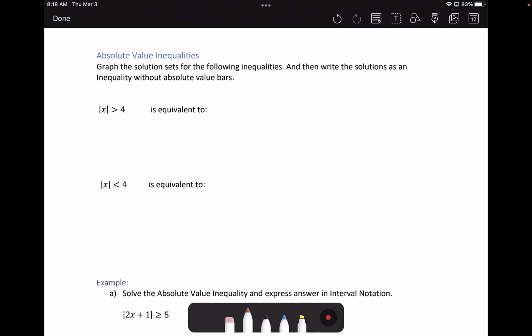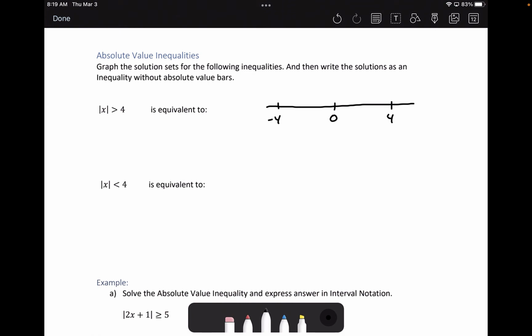Absolute value inequalities. Graph the solution sets for the following inequalities, and then write the solutions as an inequality without absolute value bars. So think of a number line and think about what absolute value actually means. Absolute value means distance from 0. So in this first example, we want our distance from 0 to be greater than 4. So where does that happen?